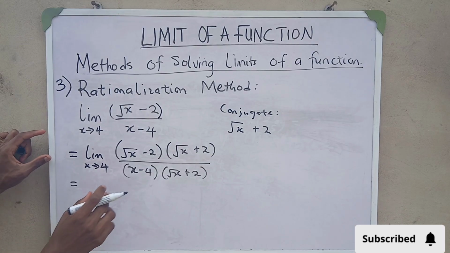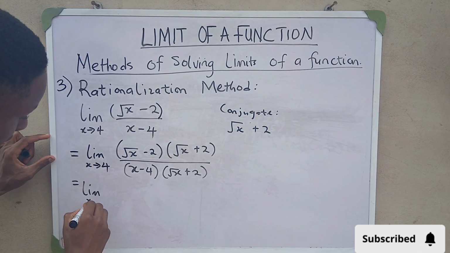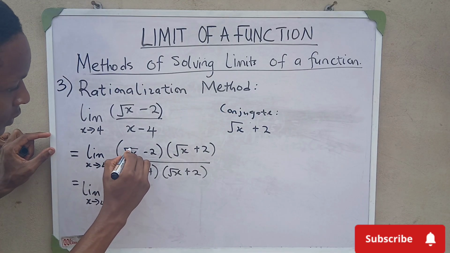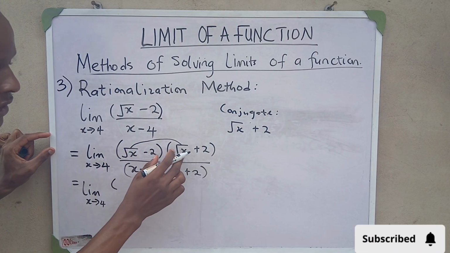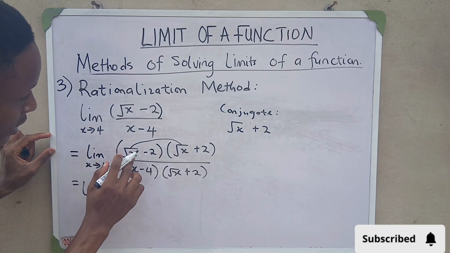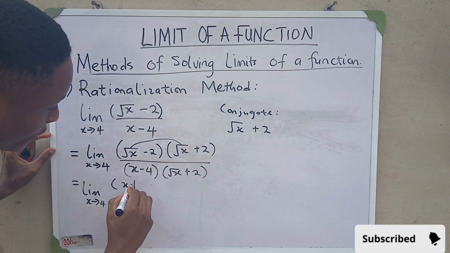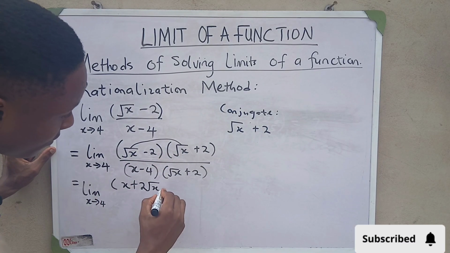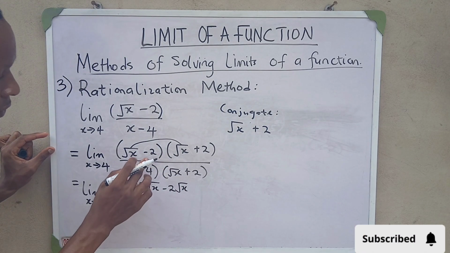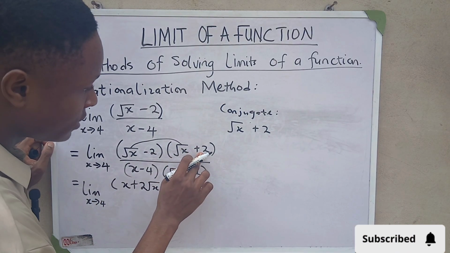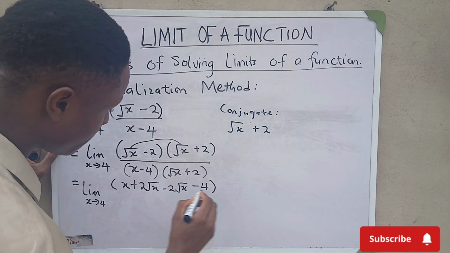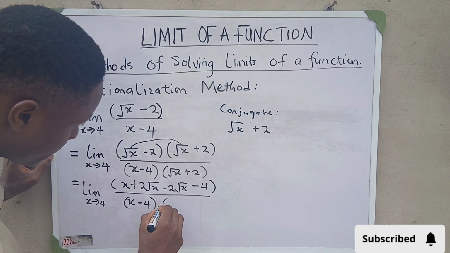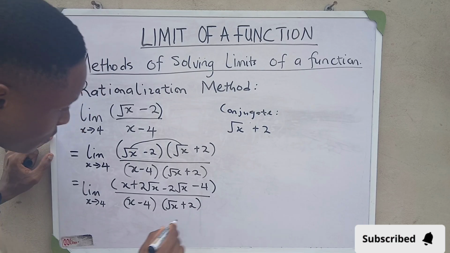Now we simplify. Limit of x approaching 4. Now square root of, we multiply this and this. So square root of x times square root of x, we have x. Square root of x times 2, we have plus 2 square root of x. Minus 2 times square root of x, we have minus 2 square root of x. Minus 2 times plus 2, we have minus 4 all over x minus 4 square root of x plus 2.